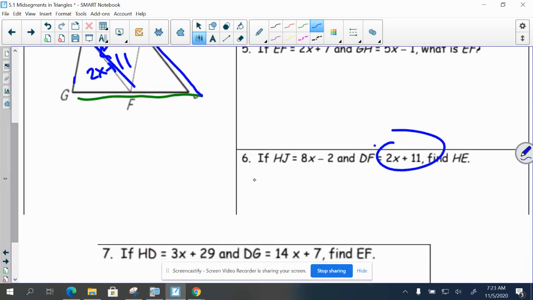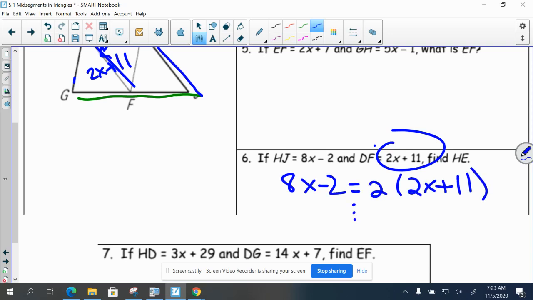Okay, so I'm not going to walk you through that question. It's just simple algebra. You would just set it up as 8x minus 2 equals 2 times 2x plus 11, and then solve for x.